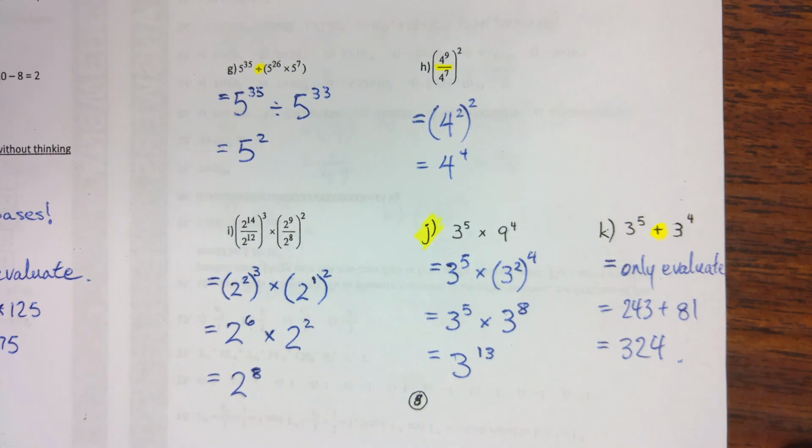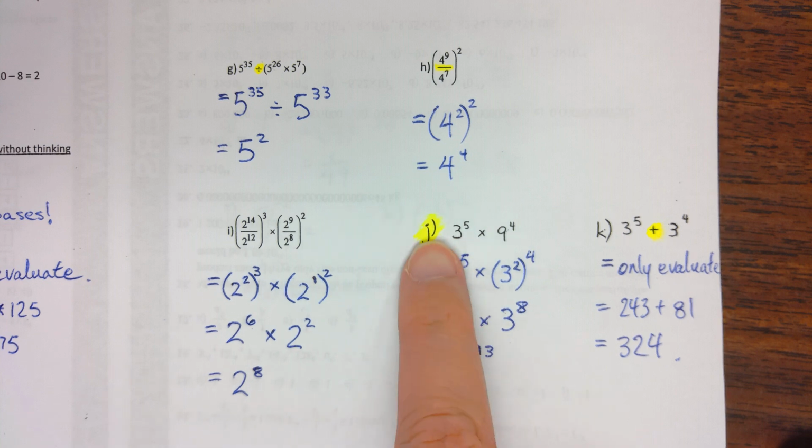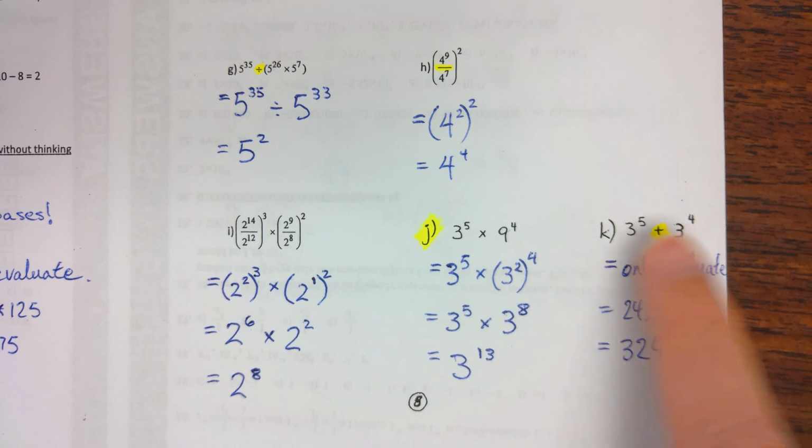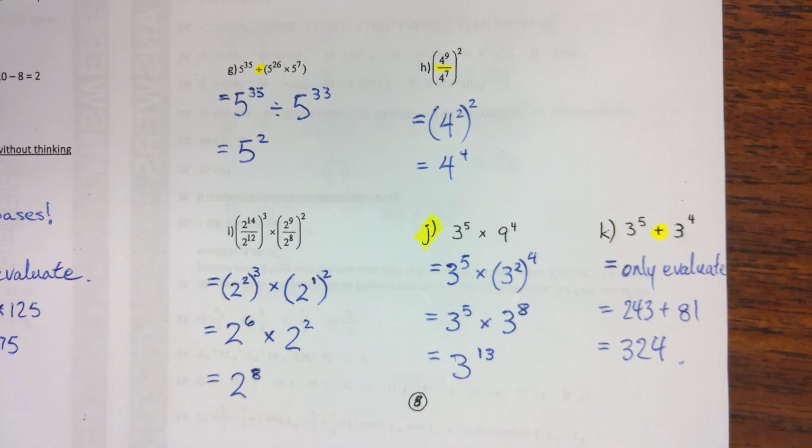And when I evaluate it, 243 plus 81, that gives me 324. Right? Notice I highlighted these. Which means you will very likely see it on the quiz. These questions are not meant to trick you. It's to make sure you know how to apply those exponent rules.